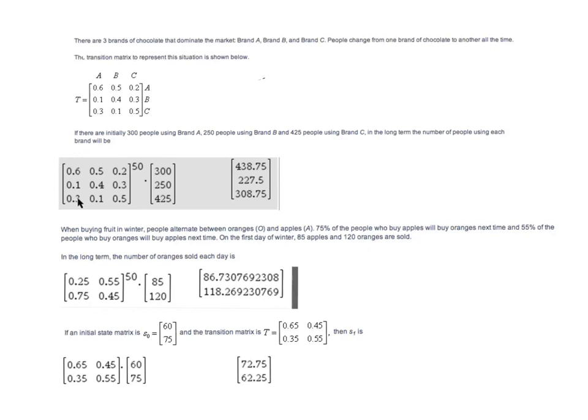We're mainly going back into steady state questions now. So if you have a look, there are 3 brands of chocolate, A, B, and C. And they said initially there were 300 people using brand A, 250 and so on. So they've given you an S0. So you can see that I've put that in here, A, B, C, and the question asked is in the long term. So that means we want the steady state. Because we want the steady state, I've raised it to a high power and I've found out.